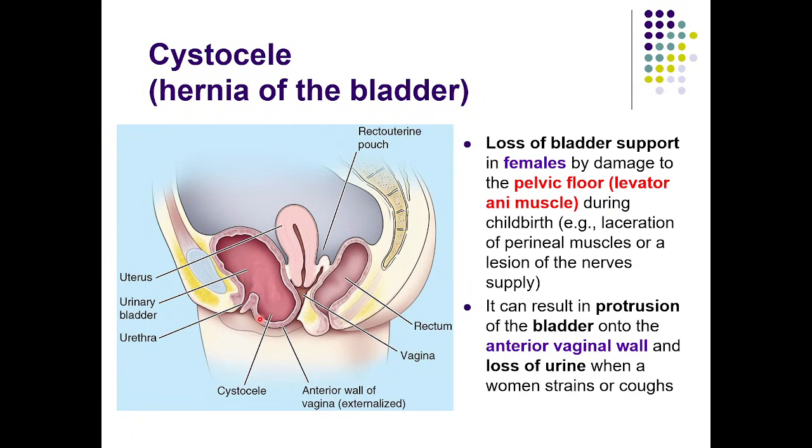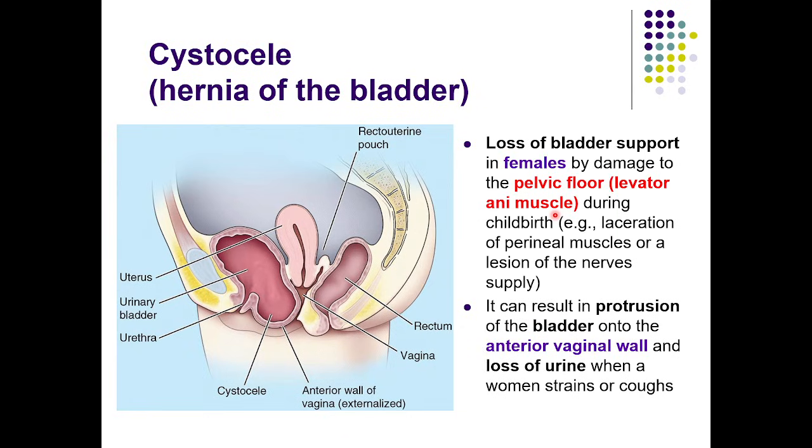So question number one, why does it happen? It happens because of the weakness of the major muscle of the pelvic floor, and the major muscle we call levator ani muscle. So it literally elevates the anus during defecation. That's the strongest muscle of the pelvic floor.